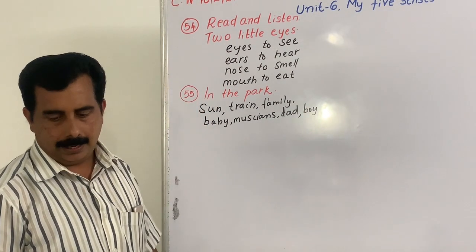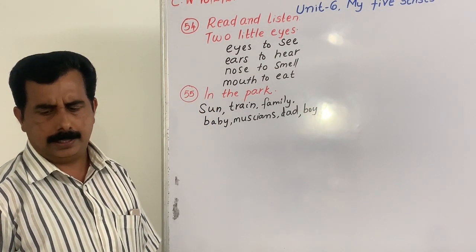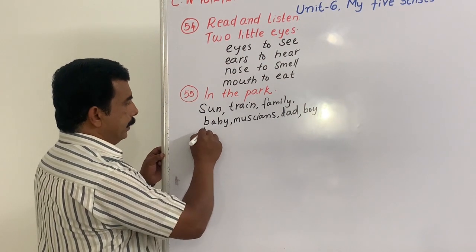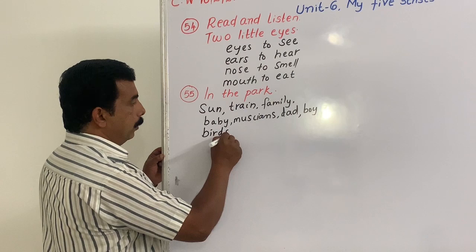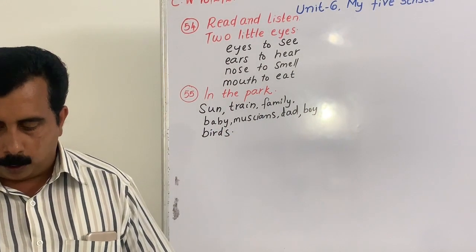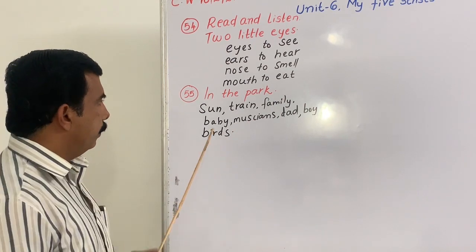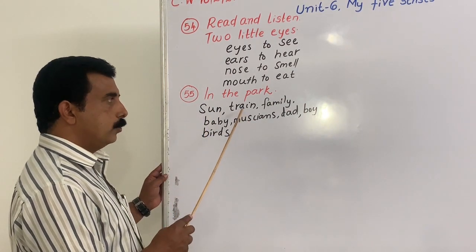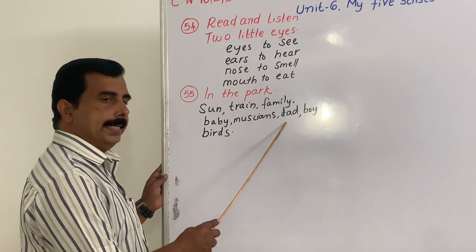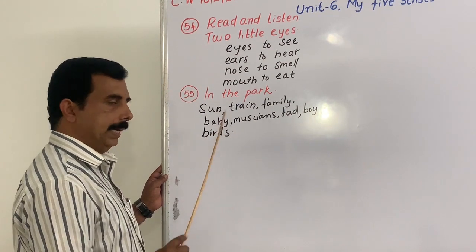Clear, children? Yeah, finished? Enough. These were the things you met. Birds. Okay? So I didn't write birds, no? Yeah, you can add many more things. Observe carefully and you can add many more things there. Okay? So, sun, train, family, baby, musicians, dad, boy, birds.